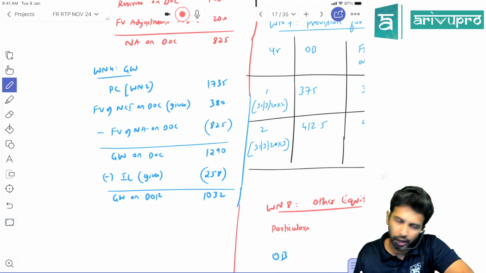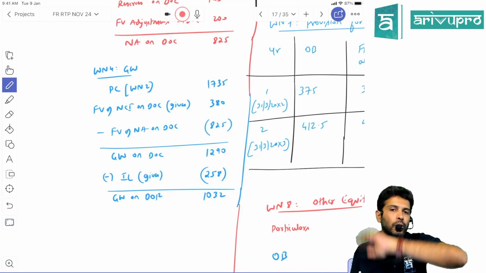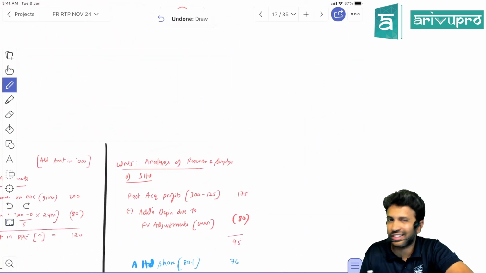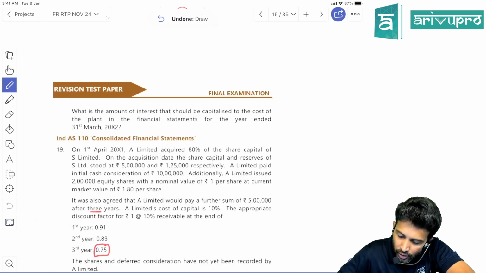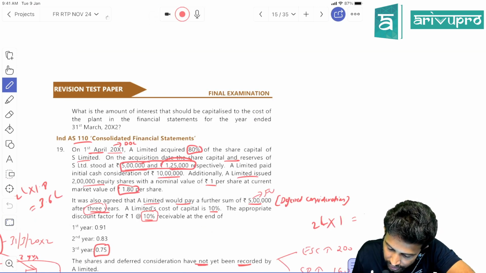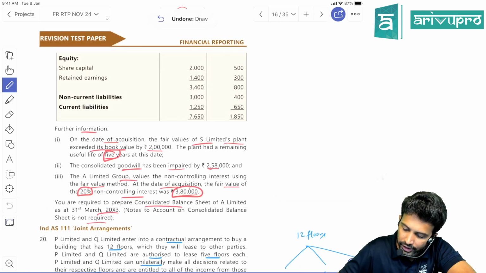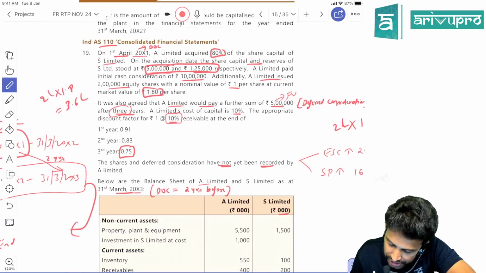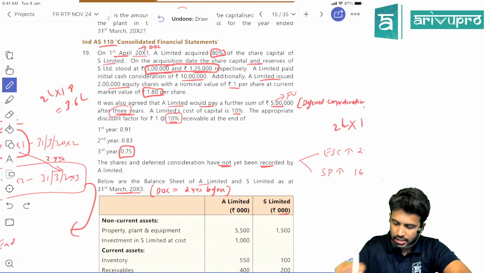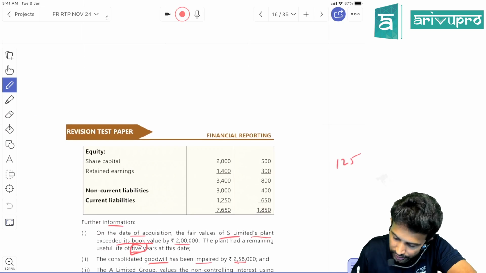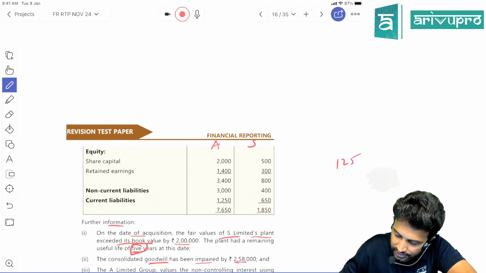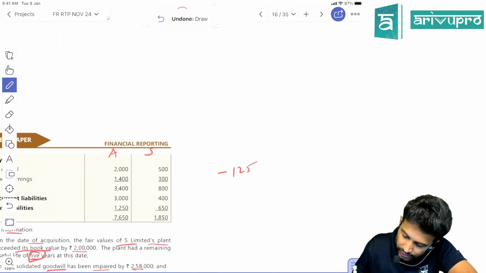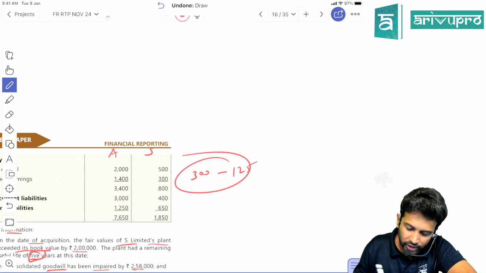Working note number 5 is the analysis of post-acquisition reserves and surplus of the subsidiary company, which is S Limited. Now, on the day you acquired the subsidiary company, their reserves and surplus was 125. On the date of control, it was 125. Now, they have given the balance sheet on 31st March 20x3. In this balance sheet, you are able to see A Limited's and S Limited's data. What is S Limited's retained earnings? The day you acquired it was 125. Now, it has become 300.